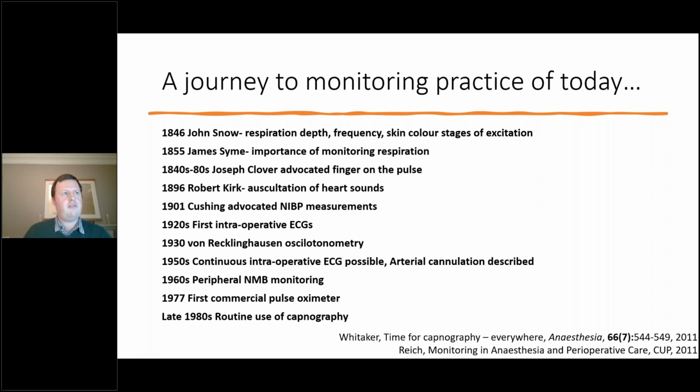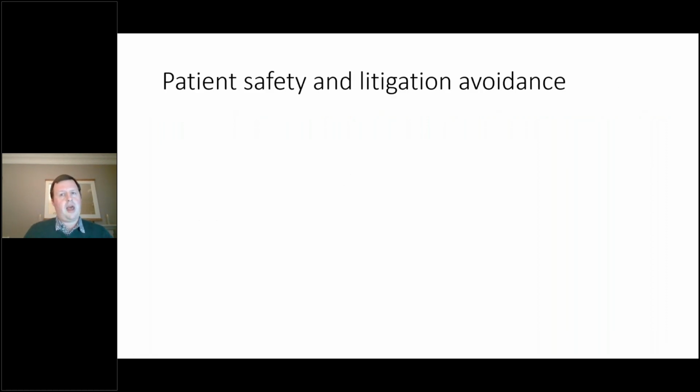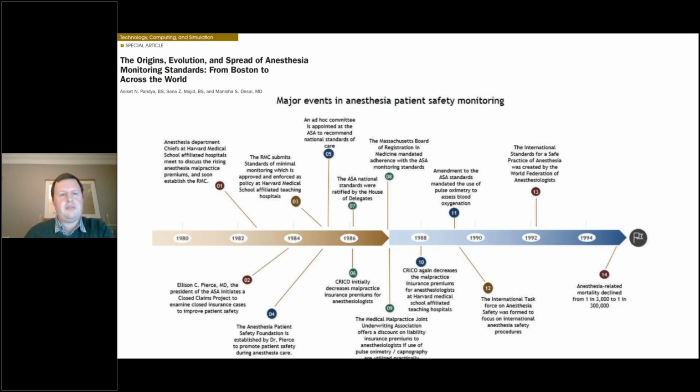One is a drive for patient safety, but there was also, particularly in North America, a great desire to avoid litigation. And this is a very North American perspective, but as recently as the mid-1980s in North America, there was a lot of concern about rising anaesthesia malpractice premiums, particularly in and around Harvard Medical School. And they began to address that by doing, in some ways, what we do in the national audit projects. They looked at closed insurance claims as a way to learn, where we have more of a confidential inquiry type model.